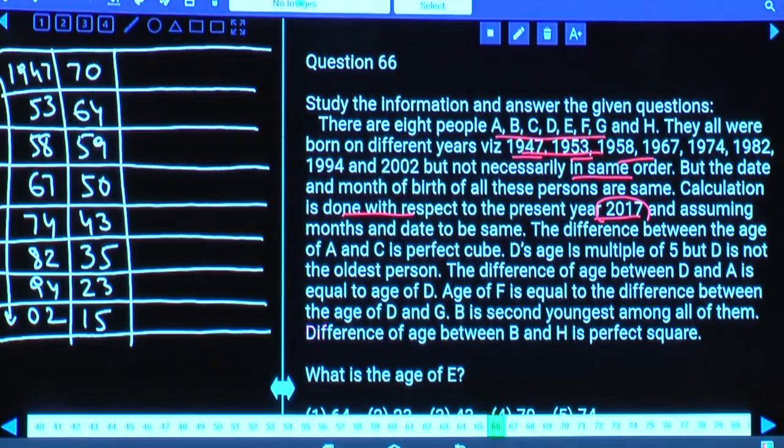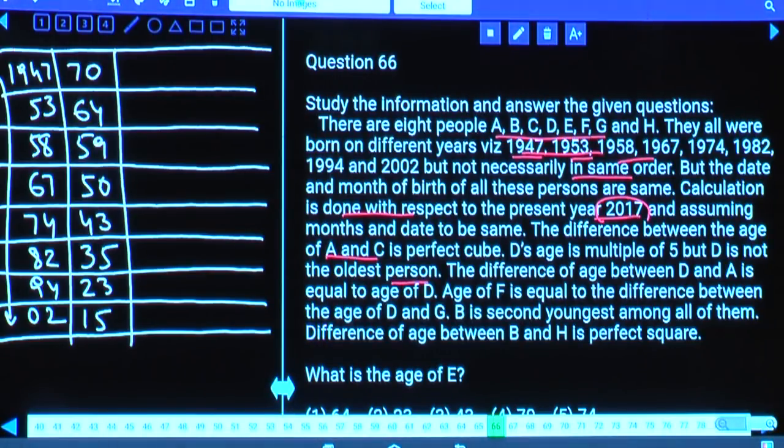The difference between the ages of A and C is a perfect cube. And D's age is a multiple of 5, but D is not the oldest. D is not 70. D can be either 50 or 35 or 15. There are 3 different possibilities. And D is not the oldest person.